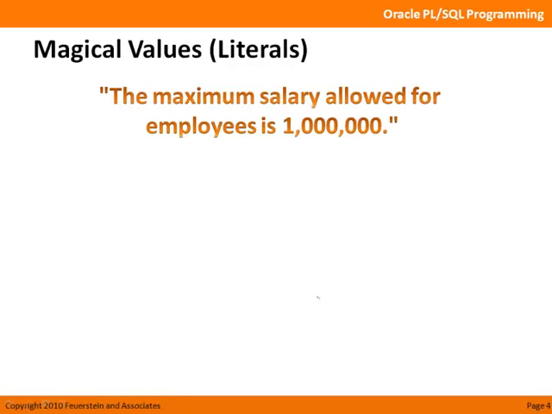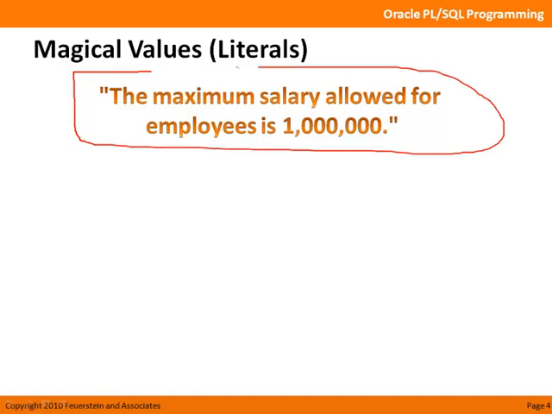So, magic values, essentially literals. What do we mean by this? Well, a magic value is some sort of value, whether it's a string, a number, a date, that has some special significance in your application that is often treated as a constant. In other words, it's not going to change. It's always going to be like this. For example, the maximum salary allowed for employees is 1 million. This is an example of a rule that has within it a hard-coded literal value.